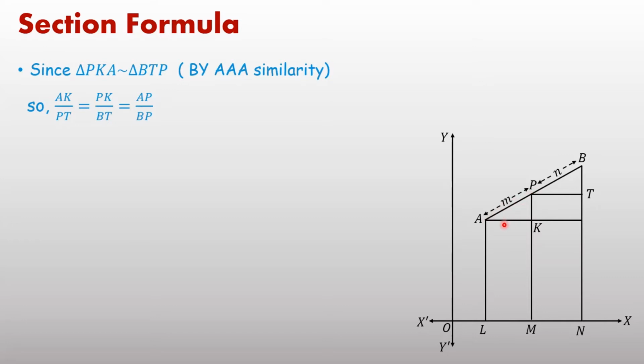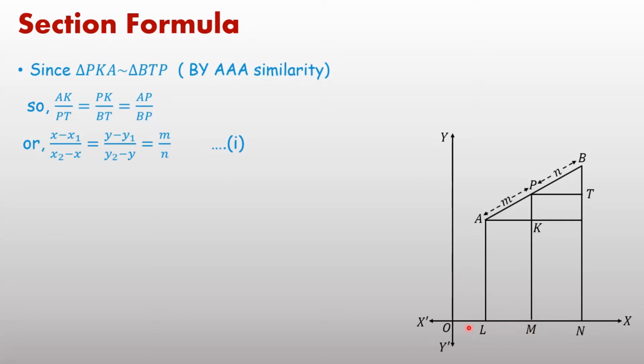Now just try to find out the value of AK. Now AK means coordinates of point P is x, y. It implies distance of M from O is x. X coordinate of point A is x1, means OL is x1. And ON is x2. Now AK represents LM and LM means x minus x1.